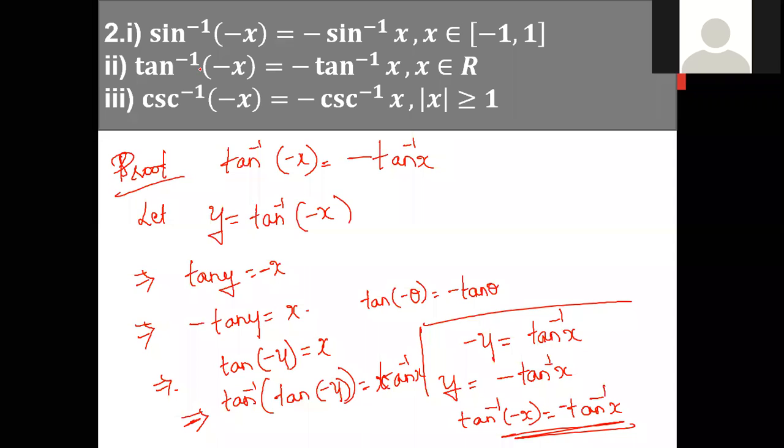You have understood this property, right? You can remember this property with a similar trick, that is sine, tan, and cosecant always have the same kind of property. They have the same range also, that is the principal value branch also. There is some similarity in the properties as well as the principal value branch. Okay. So we'll move on to the next property.